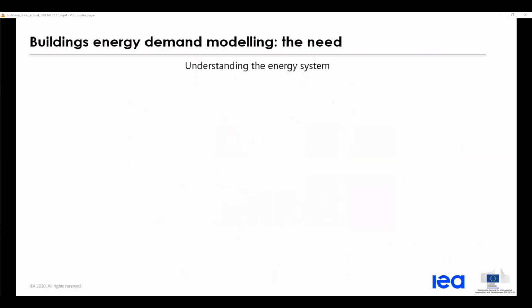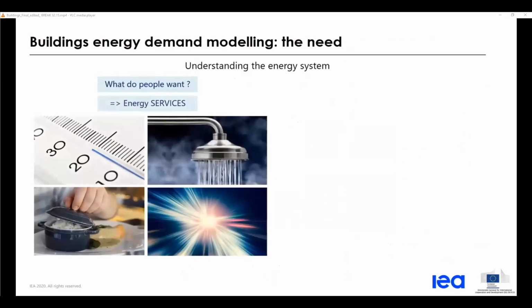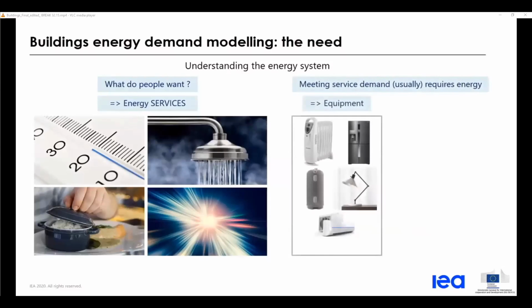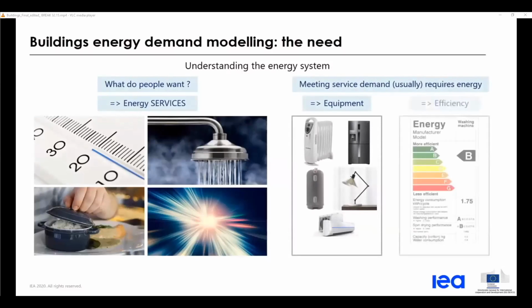When working on the sector, the first step before doing any modeling is to analyze what people want. What they want and use are called energy services. In the building sector, it can be space heating, cooling, lighting, cooking, etc. To meet service demand, we need energy, and this energy is consumed by different technologies. In the building sector, it can be air conditioners, light bulbs, radiators, etc. And for each equipment, we also have its associated efficiency.